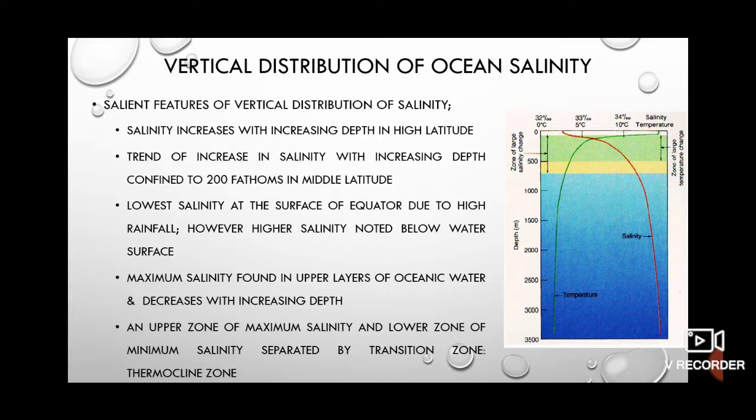Salinity is generally lower at the surface at the equator because of heavy rainfall. But higher salinity is generally noted below the water surface. It again becomes low at the bottom. The maximum salinity in general can be found in the upper layers of ocean water. Thereafter, the salinity decreases with increasing depth. Thus, the upper zone of maximum salinity and the lower zone of minimum salinity are separated by a transitional zone, and this zone is called the thermocline zone.